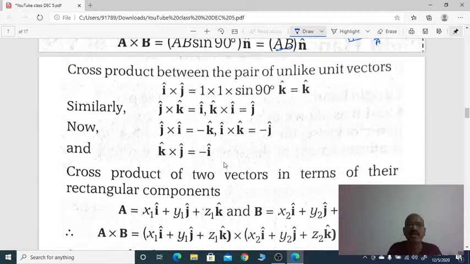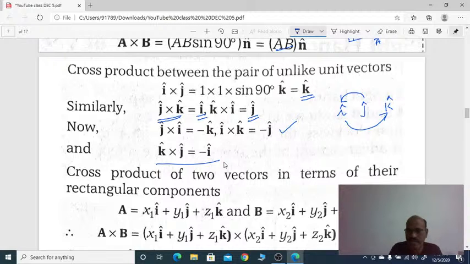Now the cross product between the pair of unlike vectors. See here clearly. I cross j is k. J cross k is i. K cross i is j. Just reverse it now: j cross i is minus k. As I said, i, j, k. J cross i is minus k, right? I cross k is minus j, k cross j is minus i. So this gives an idea.